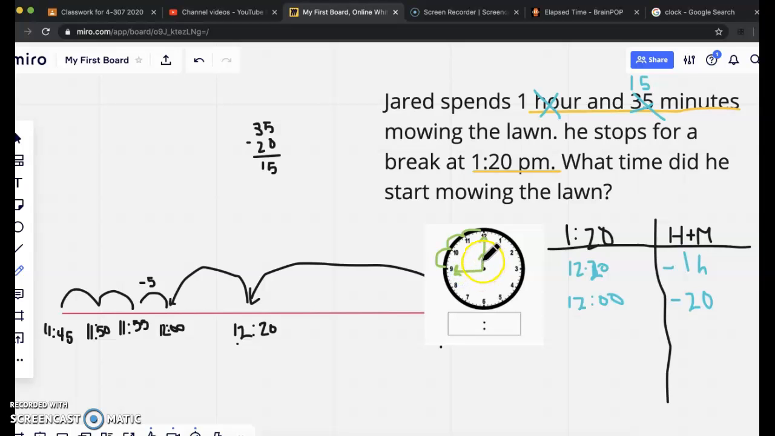That would read, because we're going backwards, we have to move this hand a little bit. That would read now 11. And this would be 30 minutes, 35, 40, 45.